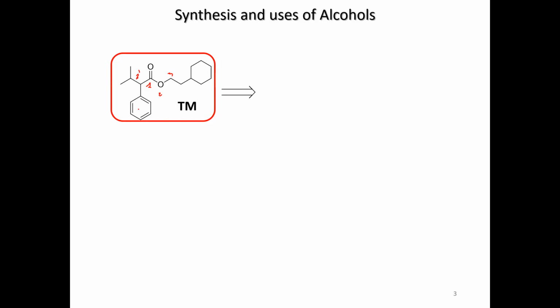Where do you cut this one? That should be a very easy one. This is an ester group. How do you form esters? What's the easiest way to form esters? Anyone? Fischer esterification, carboxylic acid, maybe activated. And again, we are talking about alcohols, so probably you have to put an alcohol somewhere.